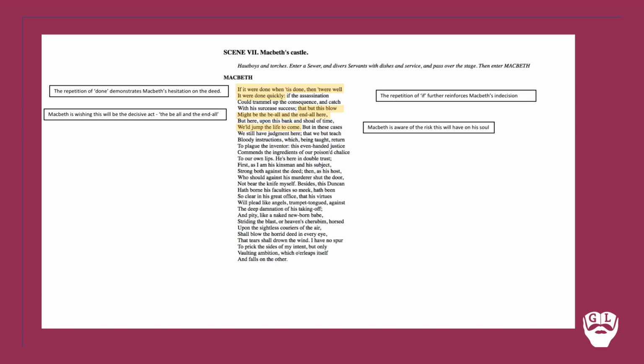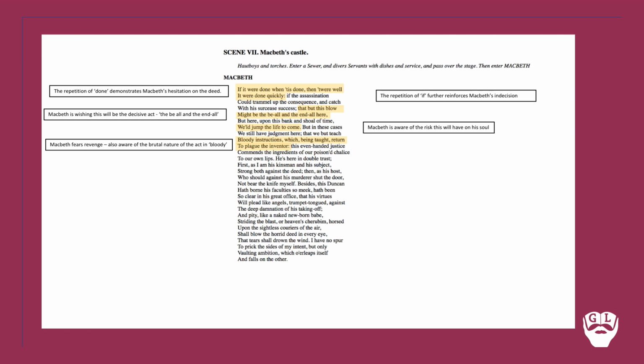Continuing forward, the idea of his soul is not the only problem. He also mentions how "bloody instructions, which being taught, return to plague the inventor." He's not only worried about the fragility and the sanctity of his soul, he's also worried about revenge. Bloody instructions that he will commit will only come back to haunt him. Someone else will do the same to him. There's no guarantee that this act will be, as he mentioned earlier, the be-all and the end-all.